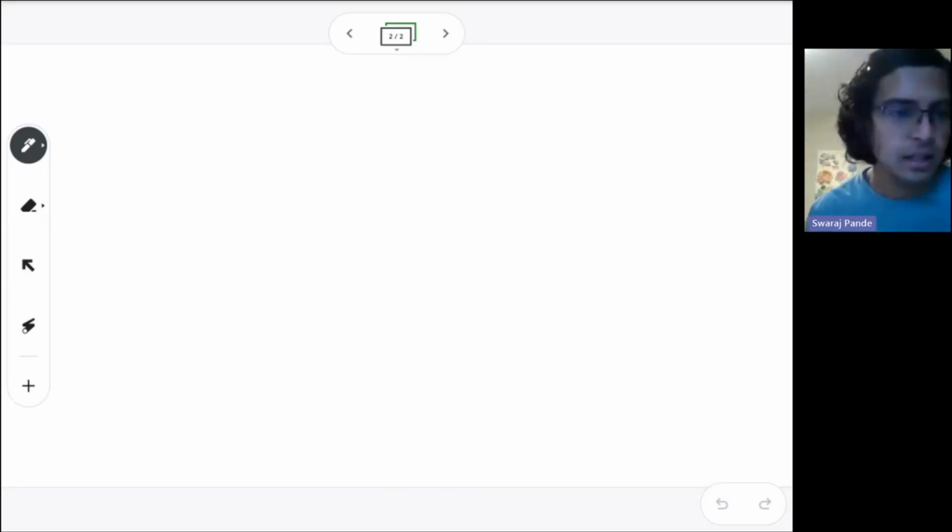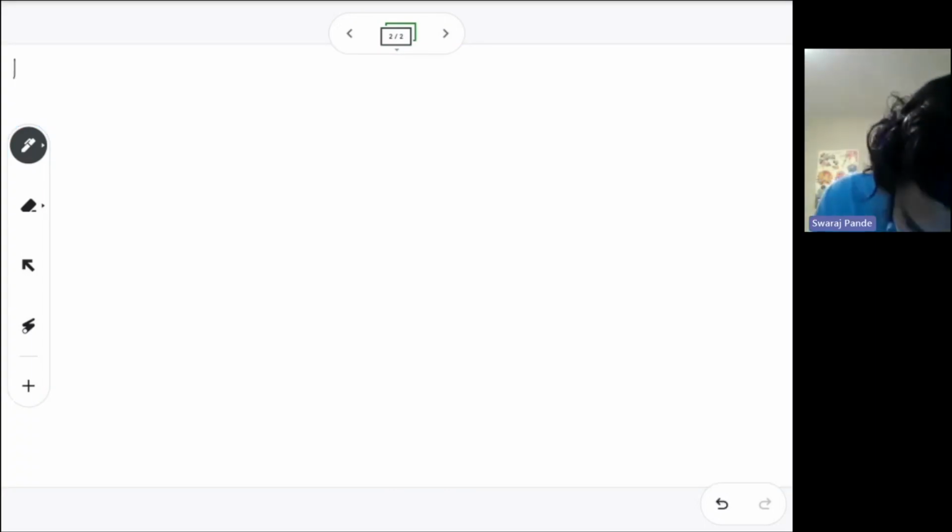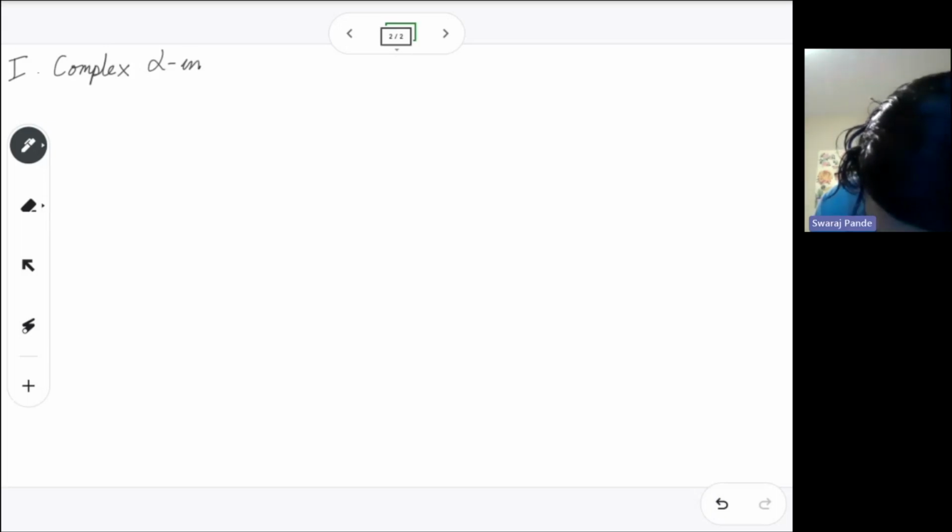I'm going to the next slide if you're looking at the Jamboard. So now let's talk about what this alpha invariant is about in the complex version.